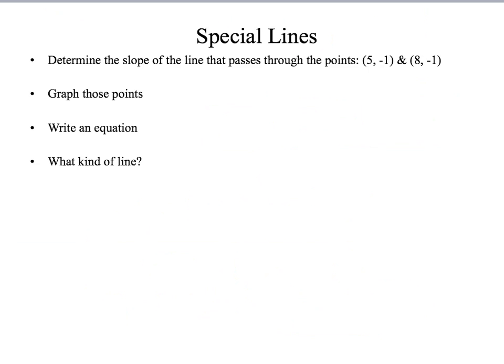So the last two, we have some special lines. First of all, if I determine the slope through them, -1 minus -1 over 8 minus 5. On the top, I'll get 0. On the bottom, 3. That's okay. If you did 0 divided by 3 in your calculator, you would get 0 back out.